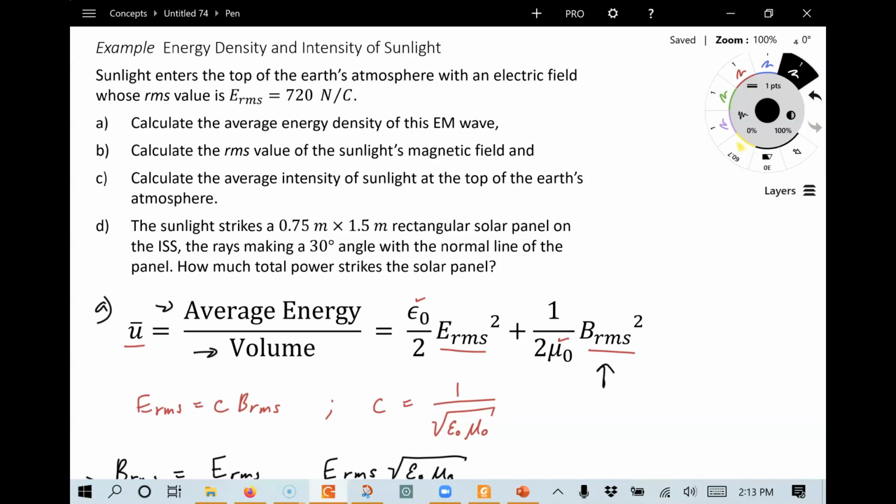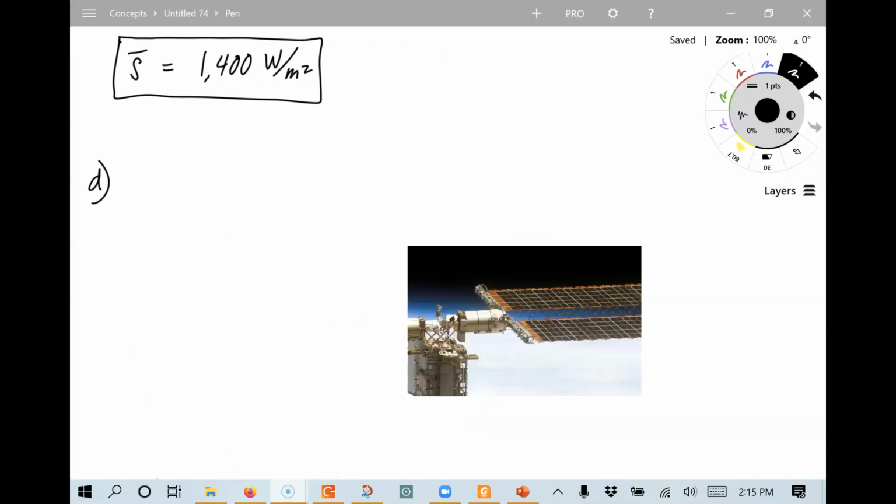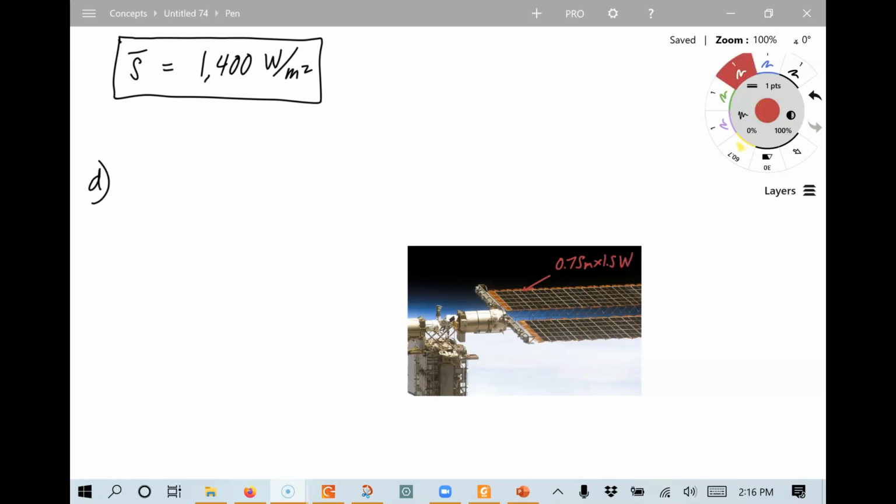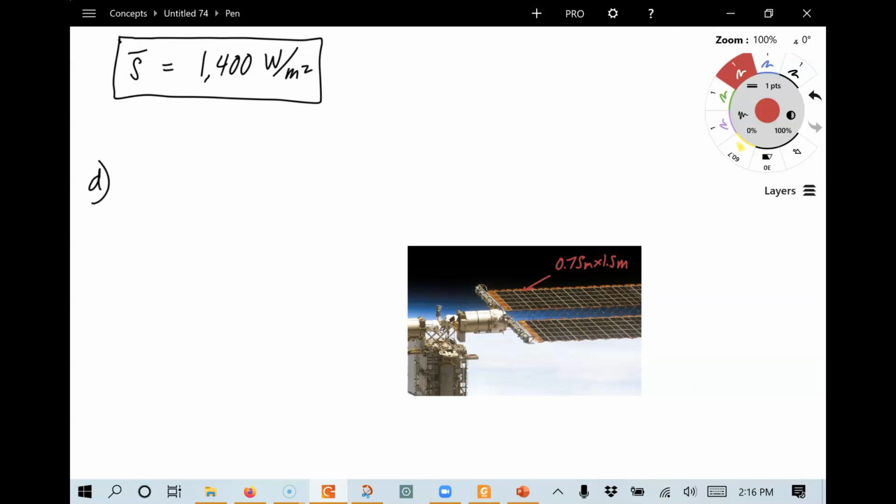Well, let's set this one up so that we can go ahead and view this with an image. All right, so in part D, we've got little solar panels here. Let's imagine we've got a little solar panel here, and one of these guys has got an area. It's a rectangular, 0.75 meters by 1.5 meters. Now I want to imagine that we have an incoming amount of solar radiation. It's got an intensity 1,400 watts per meter squared. It's going to strike one of these solar panels at an angle 30 degrees from the normal.